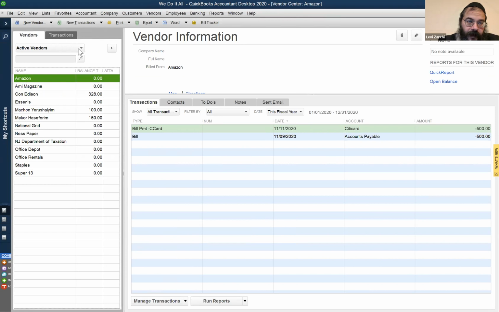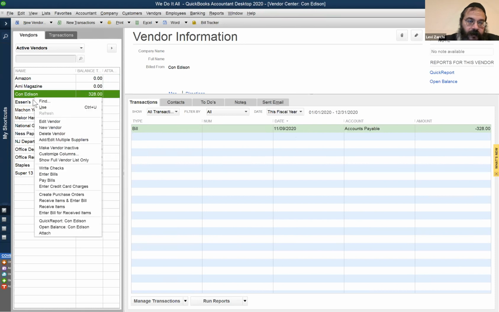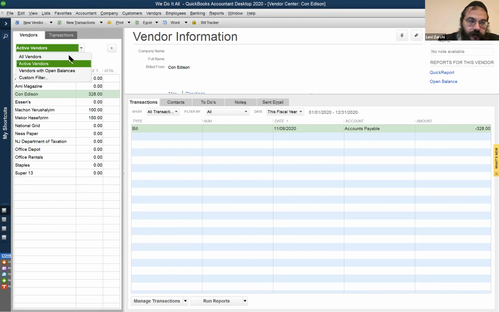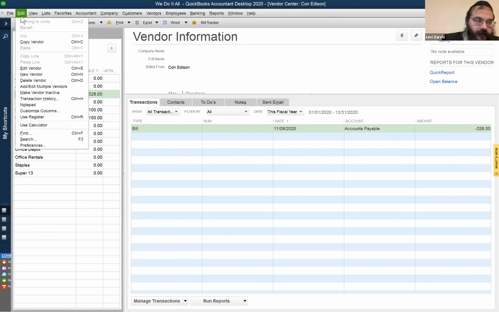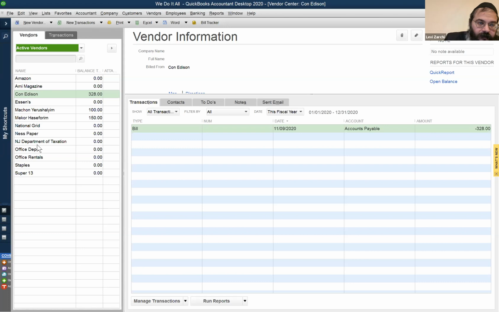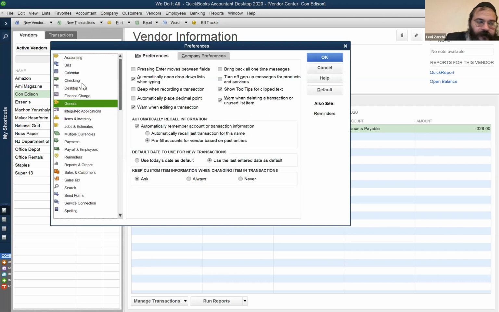You can also make your active vendors with open balances. You could right-click the people and edit them and make them inactive. And once you make them inactive, you'll have to go back and say show all vendors and then reactivate them. These are many options you can do in Edit. I had selected the preferences one, Edit Preferences. This is a famous window which has many, many options that we could customize. If you don't want the beep when you do a transaction, that's in General.